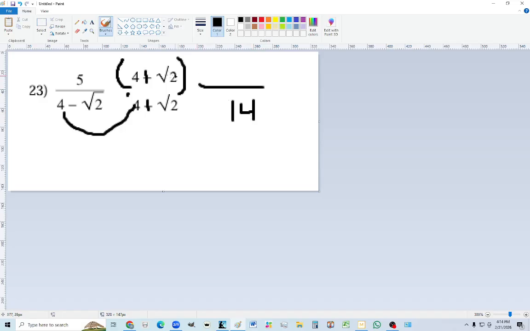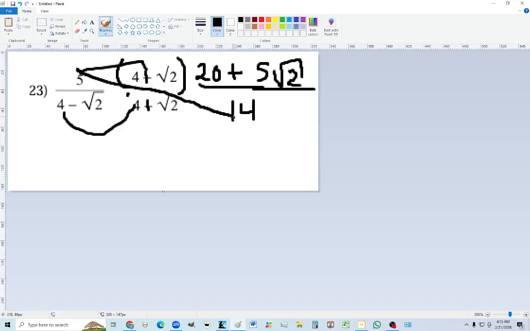Up top, we distribute: 5 times 4, 20, plus 5 times square root of 2. You would not simplify the 5 into the 14 because it's not divisible. So yeah, you would just leave it like this. And forgive me for factoring out the 5 last question, because it's essentially just returning it to its original state.